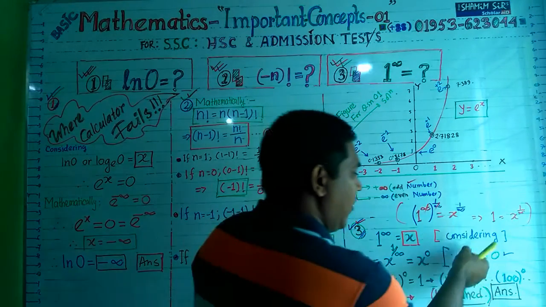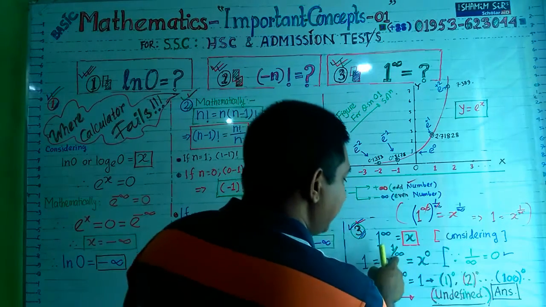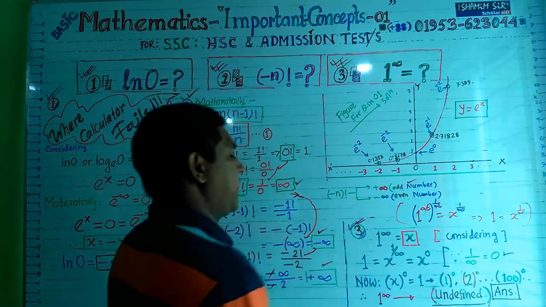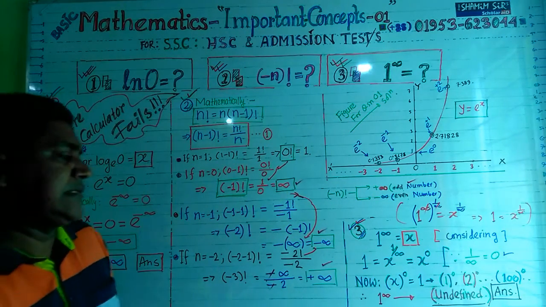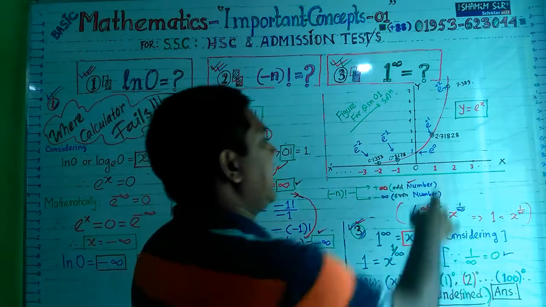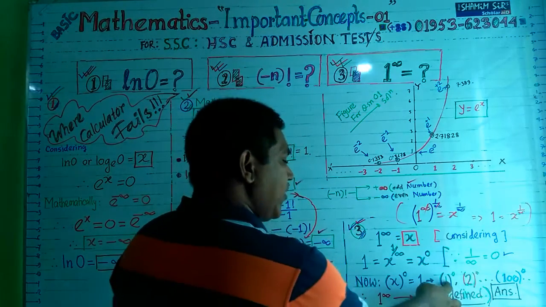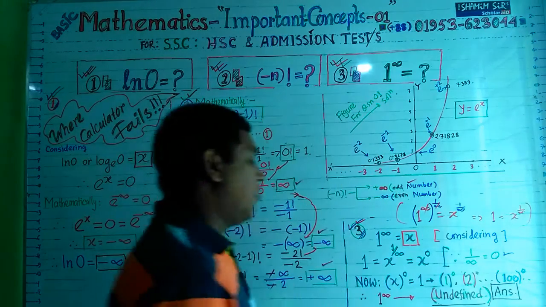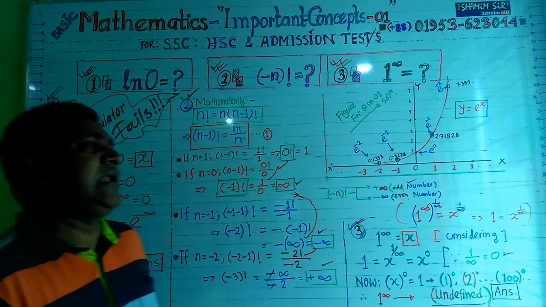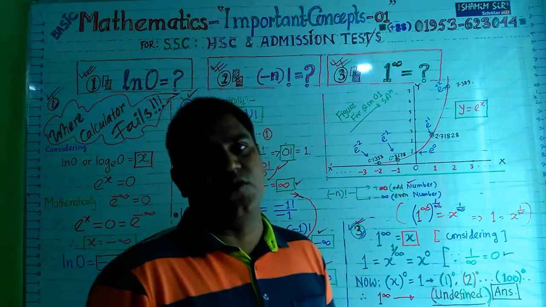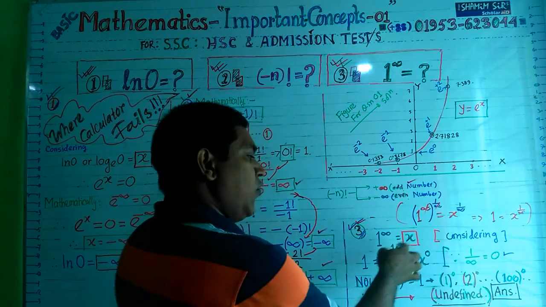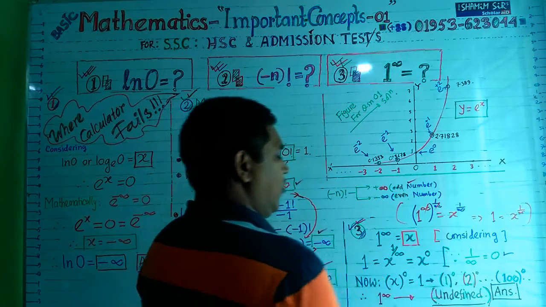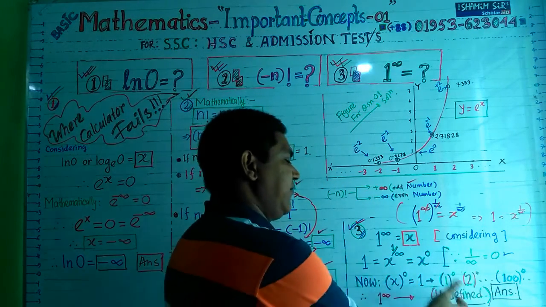But we all know 1 by infinity equals 0. So let's put 1 by infinity equal to 0. So x to the power 0 equals 1. We all know that something to the power 0 equals 1: 1 to the power 0 equals 1, 2 to the power 0 equals 1, 100 to the power 0 equals 1. So if we want to get the exact value of x, it's not possible. We have to find the value of x, but we are not getting an exact value. So we must say x is undefined.